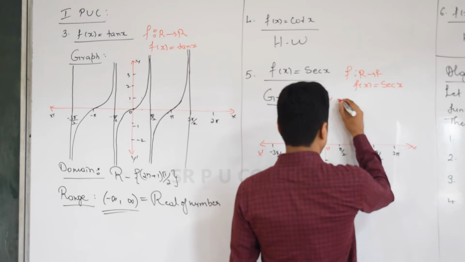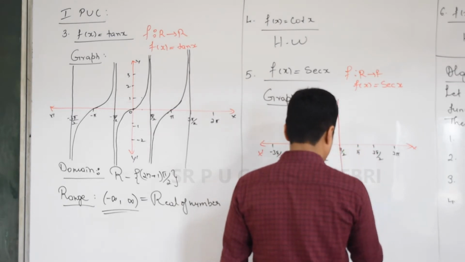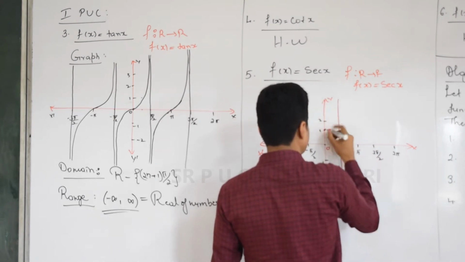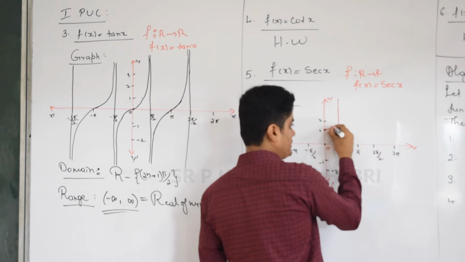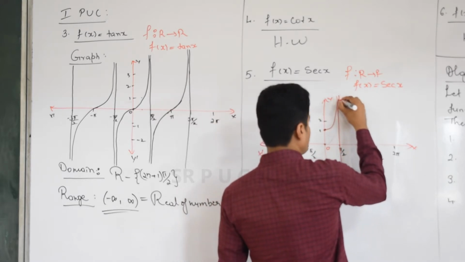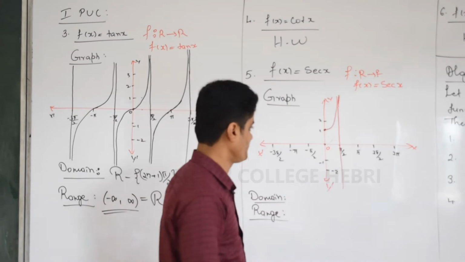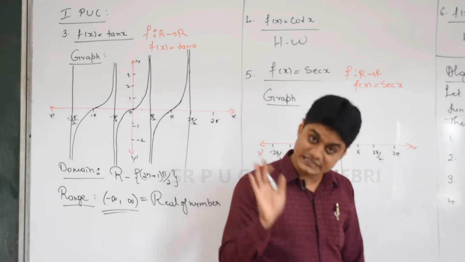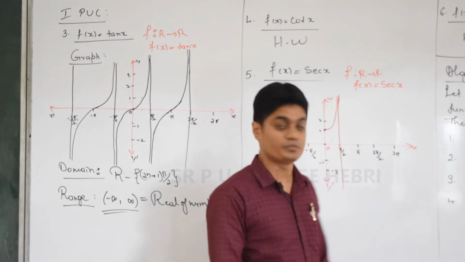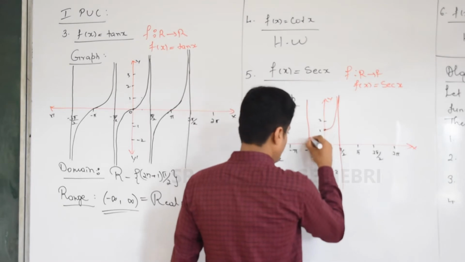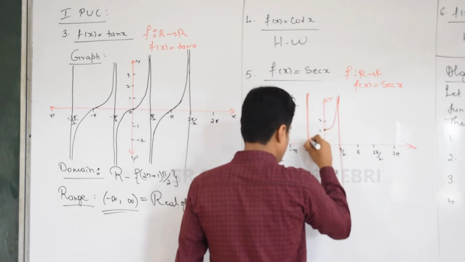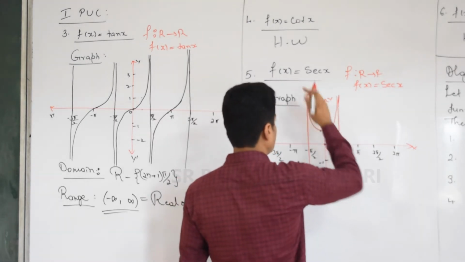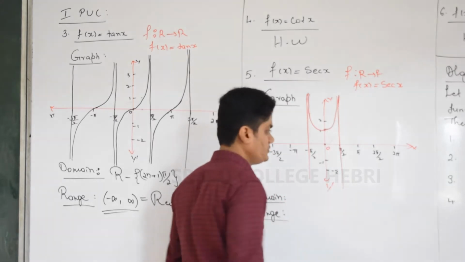So at pi by 2 it takes infinity again. It cannot be less than 1. Whenever the angle is 0 it is 1, and from here the graph continues. It never touches 90 degrees because secant 90 degrees does not exist. Now the negative part: secant of minus theta is secant theta only. So even if the input is negative, the output will be positive. If I draw a line at pi by 2, it will be like this. This is one part, from minus pi by 2 to pi by 2.